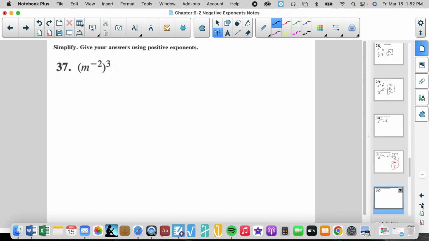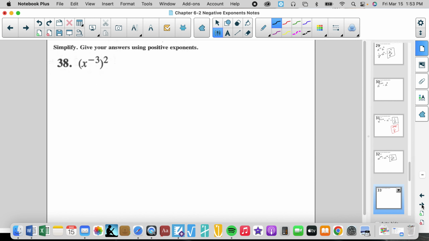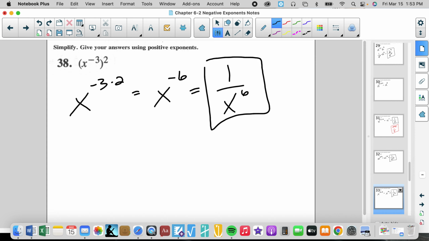We're going to distribute. We have a power of a power, so we are going to multiply those exponents. That becomes m to the negative 6, and that becomes 1 over m to the 6th. We have a power of a power. We're going to multiply their exponents. x to the negative 6 is 1 over x to the 6.